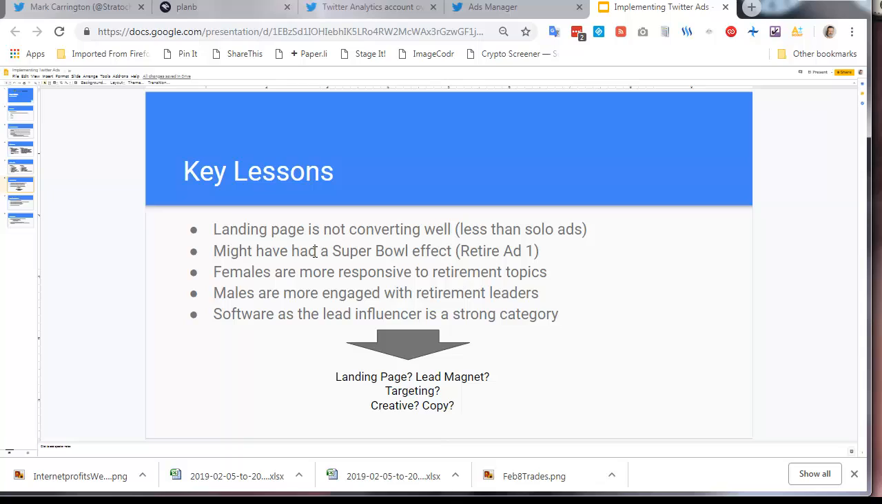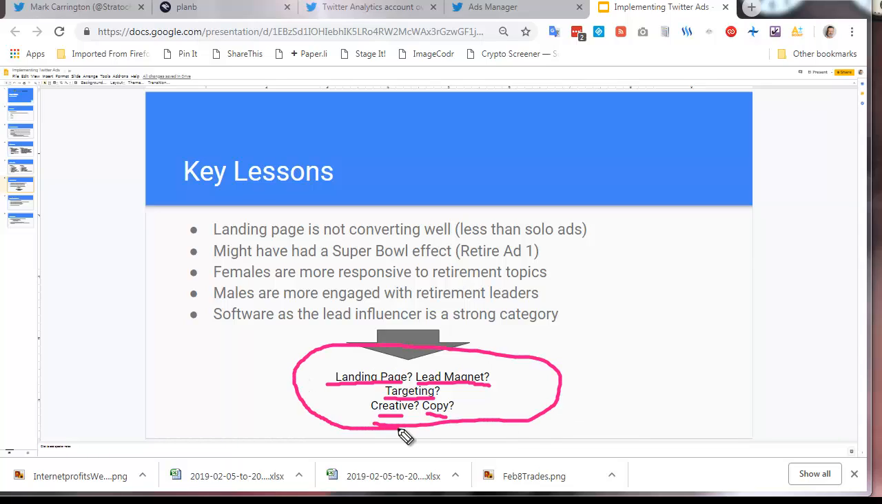So where my problems are, and I'm really quite confused as to what to do next, is I suspect there is a landing page problem. So change the landing page. Change the lead magnet. Change the targeting and maybe go a bit younger and test some alternative creatives. And I've had the idea of using video, for example, for creative. Change the copy. So there's a bunch of things that did not work.